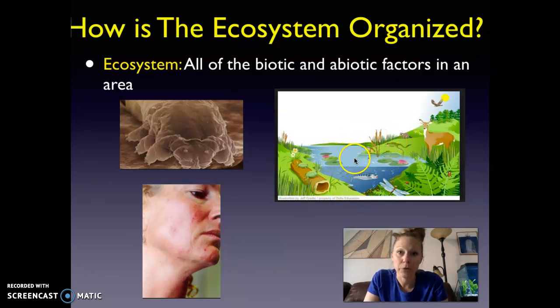Also, things like the temperature of the water. That's going to play a role on how the fish live and how healthy they are. Is there enough oxygen in the water? That's going to be a very important abiotic factor for the fish.